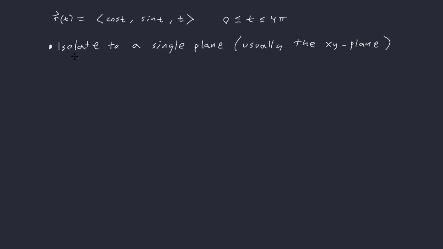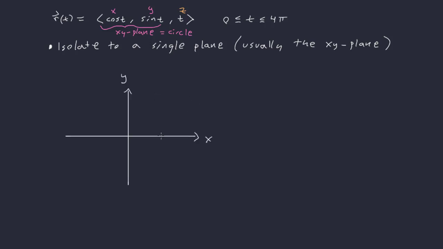My first piece of advice is to isolate to a single plane, usually the XY plane. So usually I start by seeing what's happening just on the XY plane. Here's my X, here's my Y, and of course, here's my Z in the final component. But I'm going to start just by looking at the XY part, that's cosine t comma sine t. So on the XY plane, we have a circle, specifically a circle with radius 1.